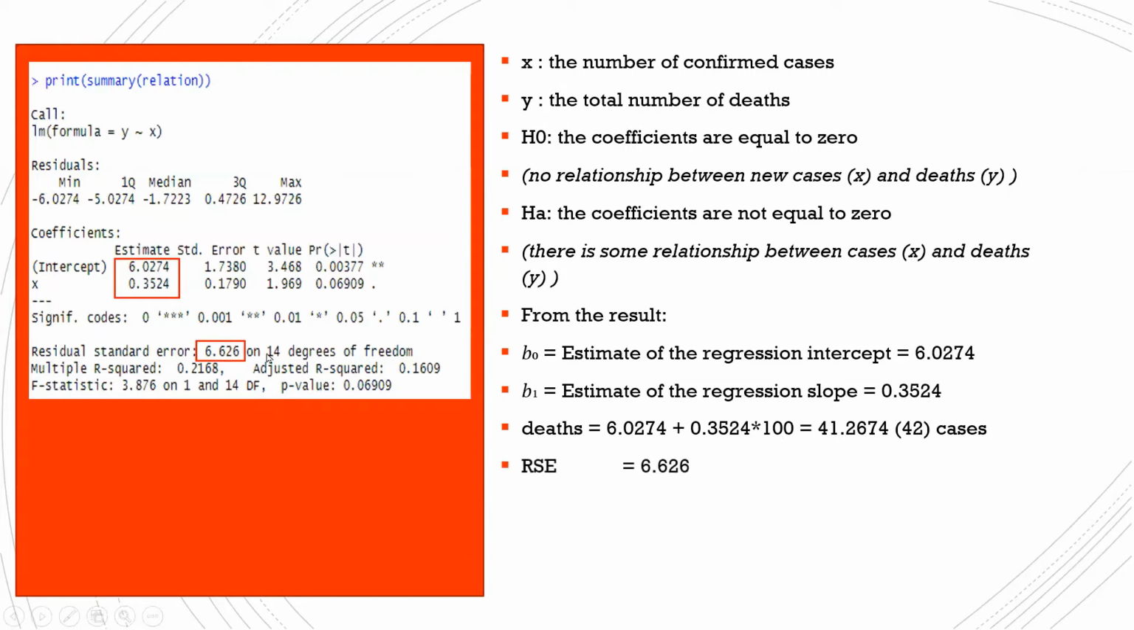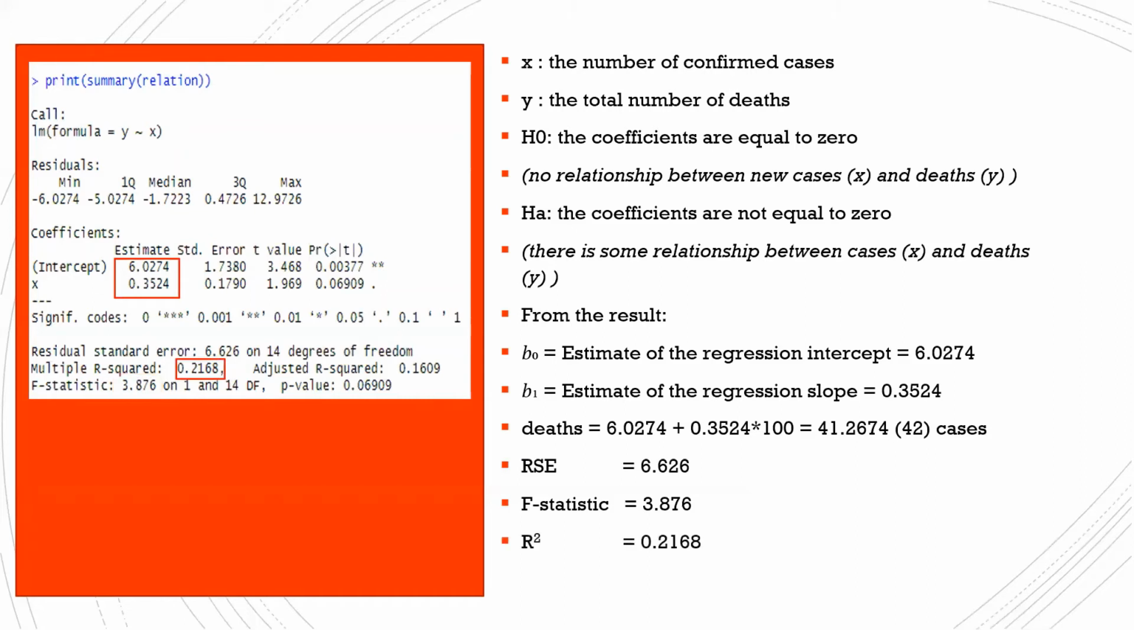So from the table, you can see the residual standard error is 6.626. So this means the observed death value deviates from the true regression line by approximately 6.6 cases on average. So it may be considered a slightly big prediction error. Next is the F statistic, which equals 3.876, producing a p-value of 0.06909, which is less significant overall. This shows that the factor we are using, new case, is less relevant.